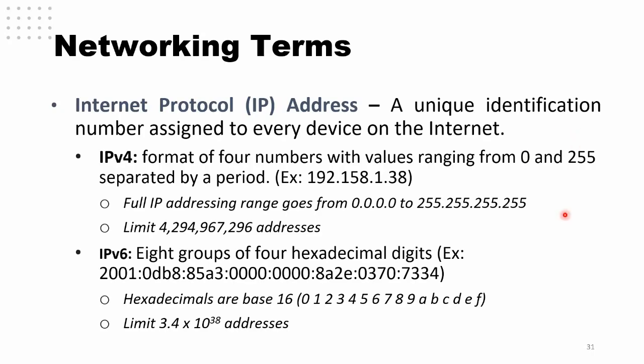There are two standards. One is the IPv4 standard, where four numbers with values ranging from 0 to 255, separated by periods, were used, like in this example. The limitation there was that only approximately 4.3 billion IP addresses could be generated. But with the increase of networking devices connected to the internet, we needed more IP addresses. So the IPv6 standard came, which has 8 groups of 4 hexadecimal digits, and we can represent a practically infinite number of IP addresses using this format.